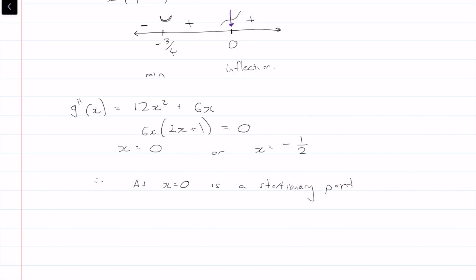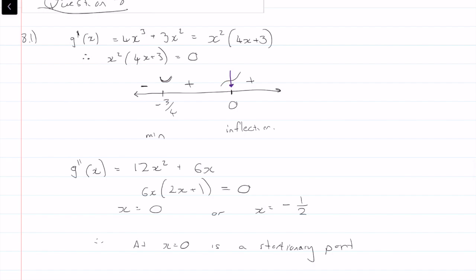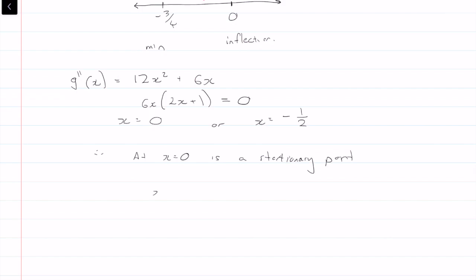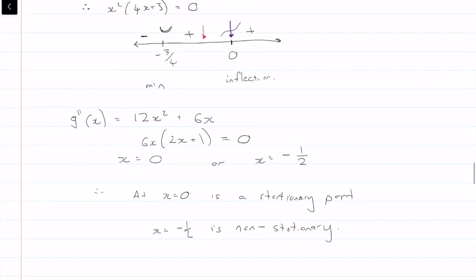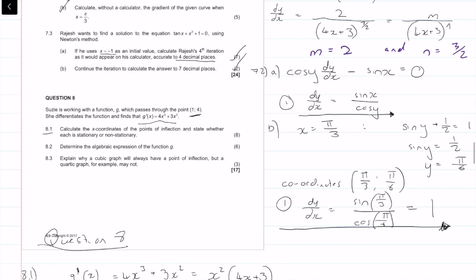Okay, because there's no sign changes. Now if we plug in minus half, that would be somewhere here, and here at x equals minus a half, we can say that it is non-stationary. Okay, so that's the answer for that question. So we can move on to question 8.2.